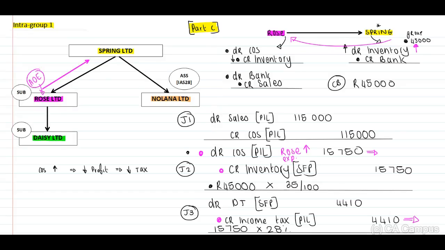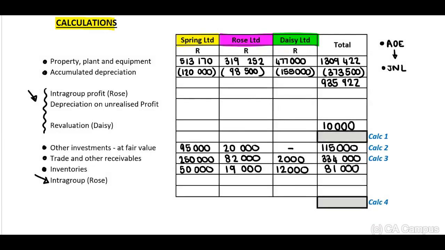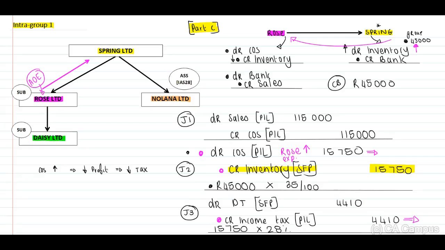Intra-group journal, transaction number 1. When you look at journal number 2, we have credited our inventory 15,750. Therefore, if we credit, this is a decrease, and we need to include this. Indicate that this is your journal number 2. 15,750 and include brackets. When we look at journal 1, 2, and 3, nothing to transfer.